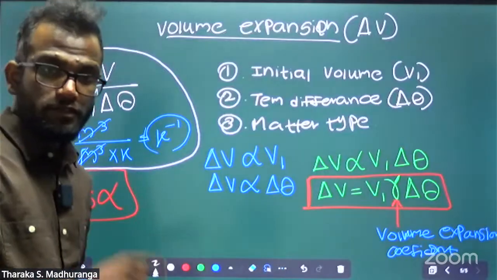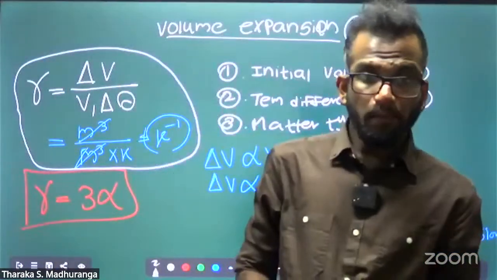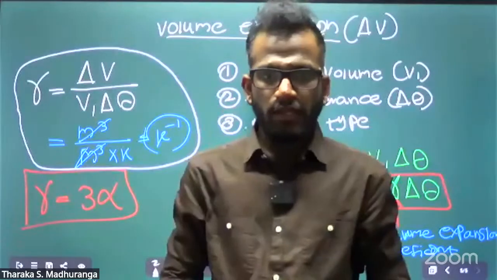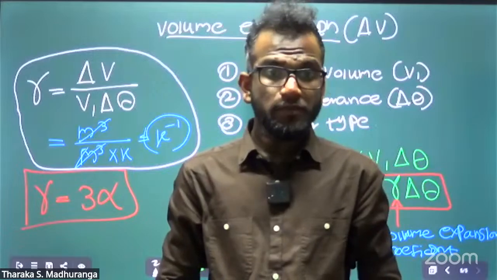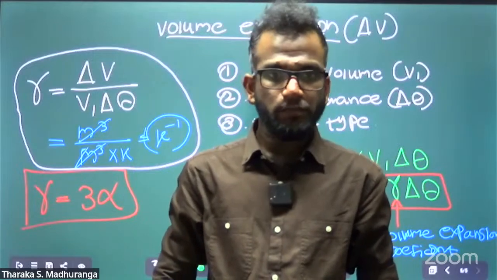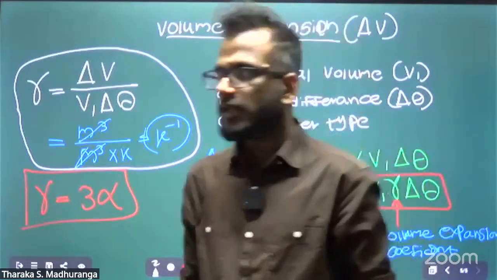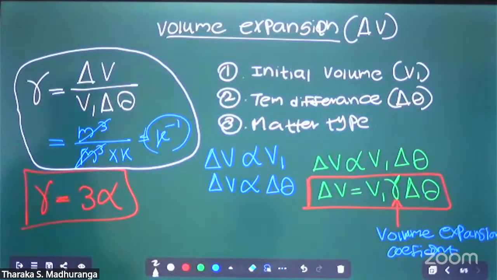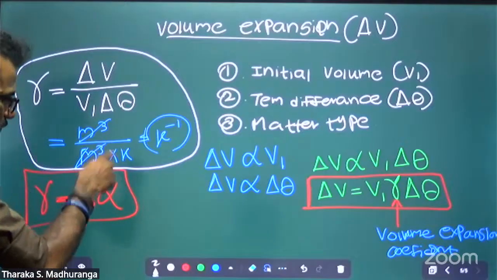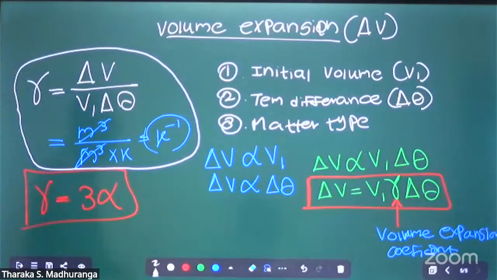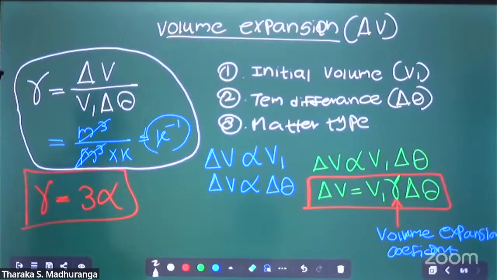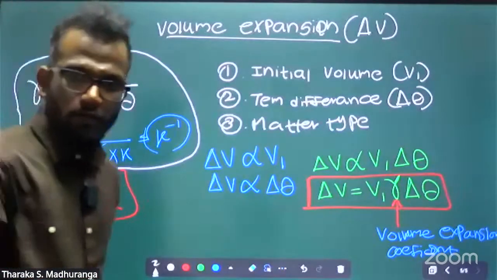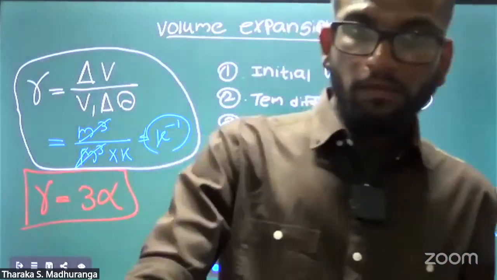Okay, now write down with the star mark: the gamma is 3 times the linear expansion coefficient. Write down gamma equals 3 alpha and highlight this.